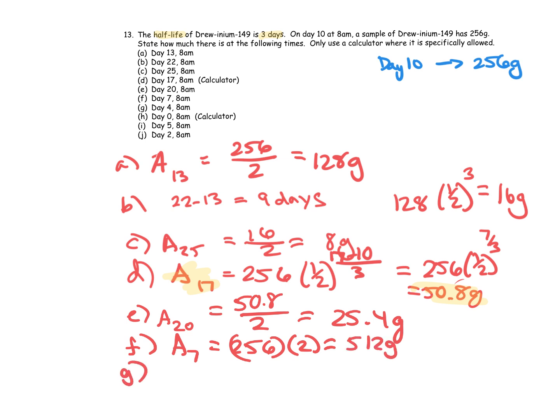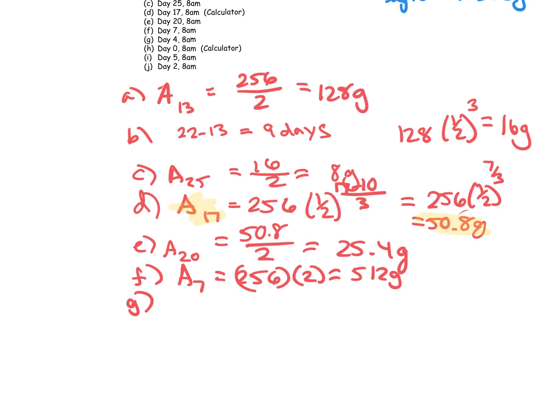Okay, part G, day 4. This is related to day 7. So how is it related? It's 3 days prior. So I'm going to take my 512. Three days, again, remember, is the half-life time. So because I'm going back in time, I'm multiplying by 2. So 1,024 grams.